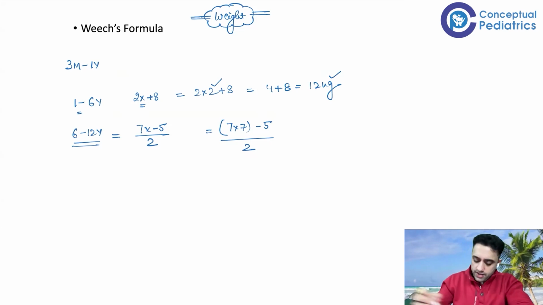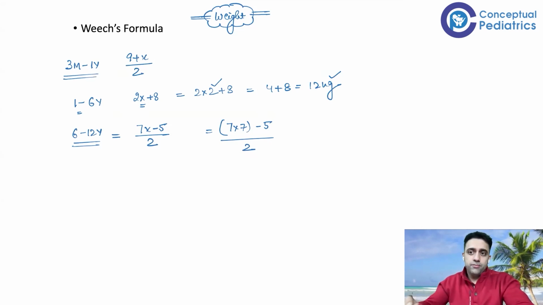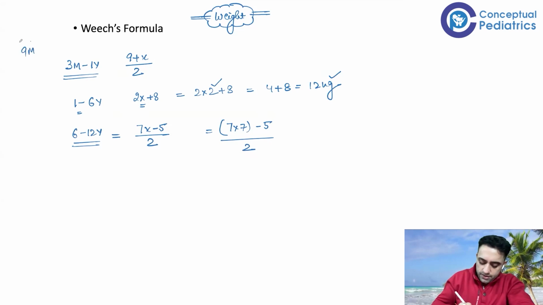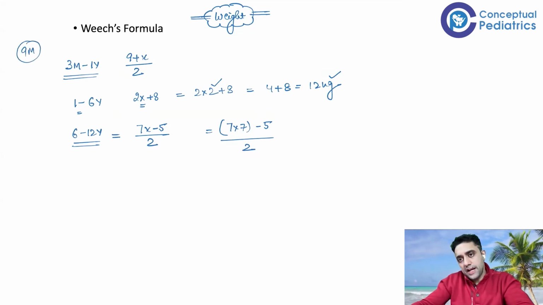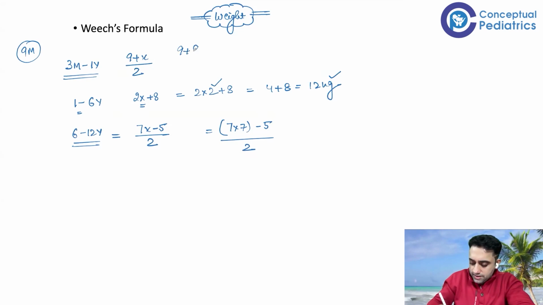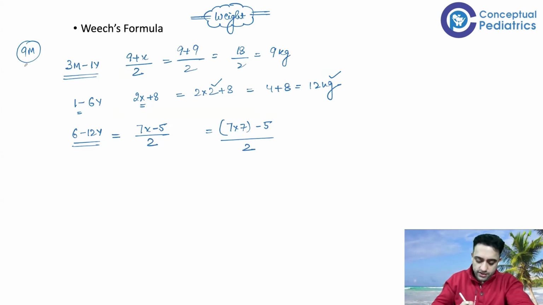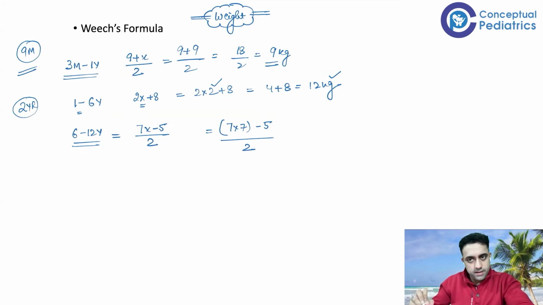From 3 months to 1 year, we have a formula (9 plus x) upon 2. Now this is 3 months to 12 months, so this x will be according to months. X is age in months. For example, if I have a 9-month-old baby, what is the expected weight? So 9 plus 9 divided by 2, so 18 divided by 2, that will be 9. So the normal weight of a 9-month-old baby is 9 kg. The normal weight of a 2-year-old baby will be 12 kg. And here we had calculated the normal weight of a 7-year-old.